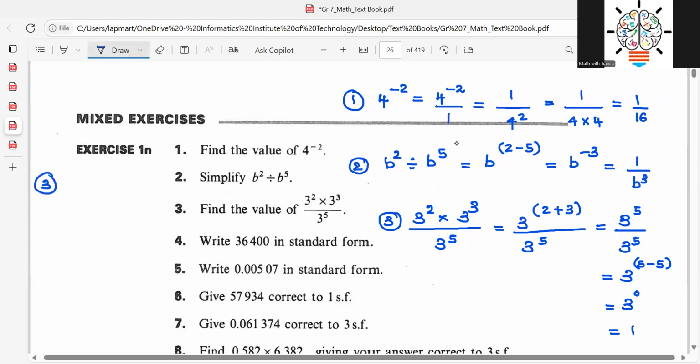Question number 3. I write 3 to the power 2 and 3 to the power 3 and 3 to the power 5. What I do here, I write 3 to the power 2 plus 3 minus 5. I do it at once, right? Whatever the values we are multiplying, you add, and whatever the values it is, the division, then we subtract. Then straight away I can get the answer: 2 plus 3, 5, 5 minus 5, 0, 3 to the power of 0, the answer is 1, right? Both are correct, right?